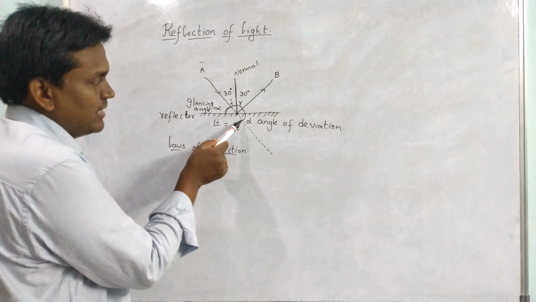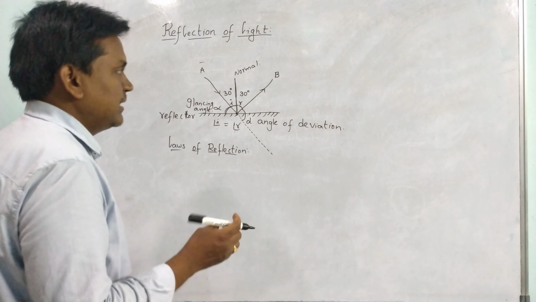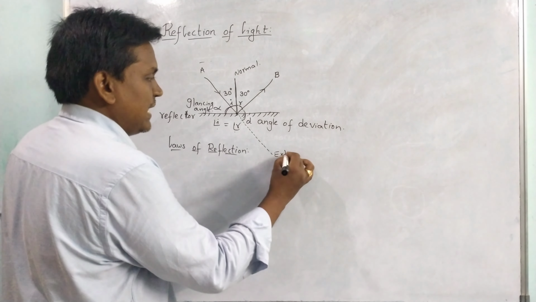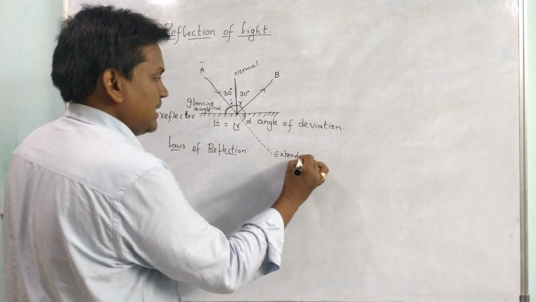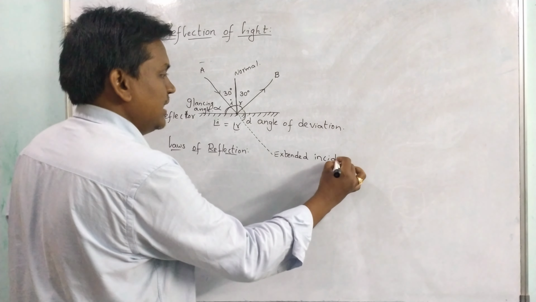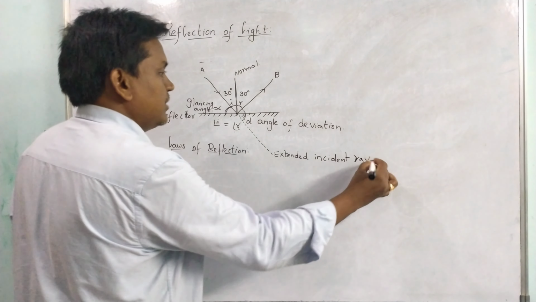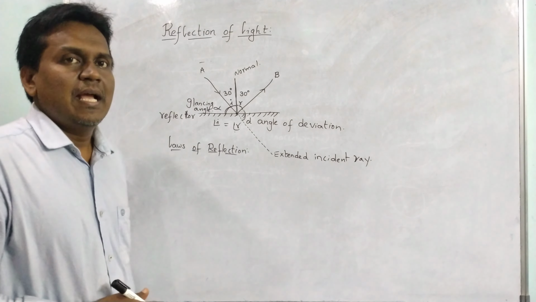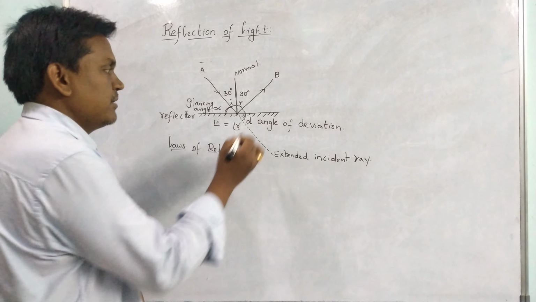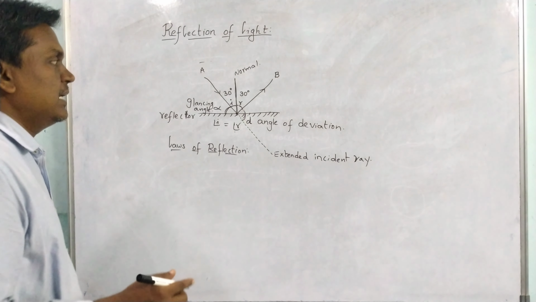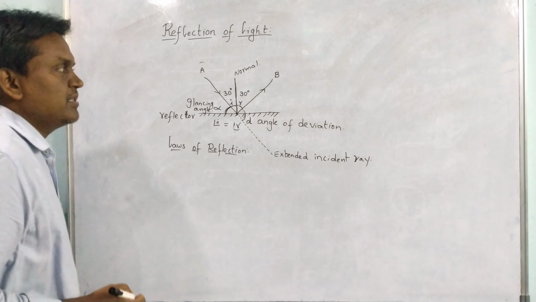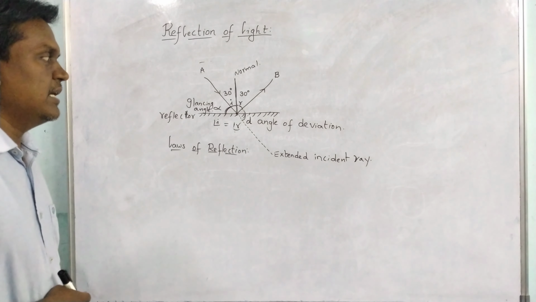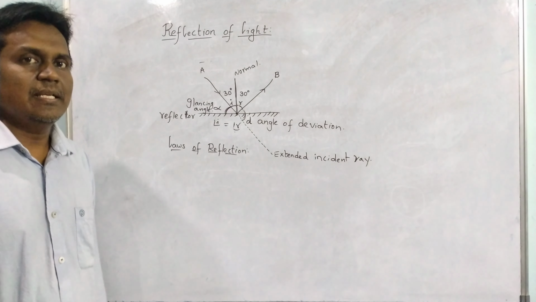And this is the angle of deviation. For this we can say: this is the angle between the reflected ray and this, which we call the extended incident ray. So the angle between the extended incident ray and reflected ray is called the angle of deviation. We indicate it with D. And this is called the glancing angle. This is the angle between the incident ray and the surface. The angle between the incident ray and surface is called the glancing angle.